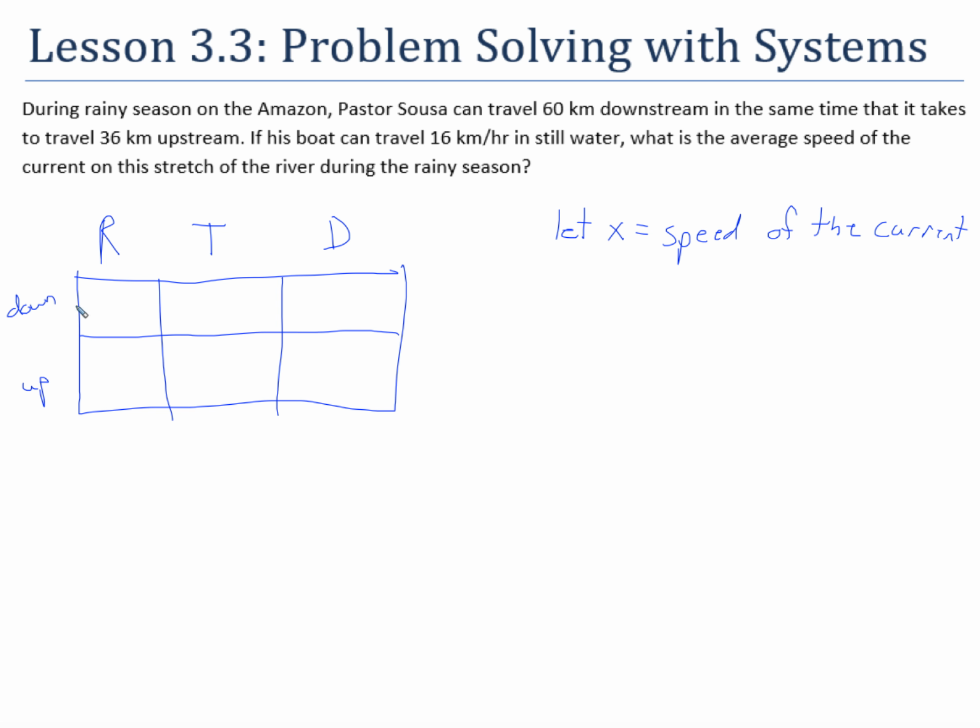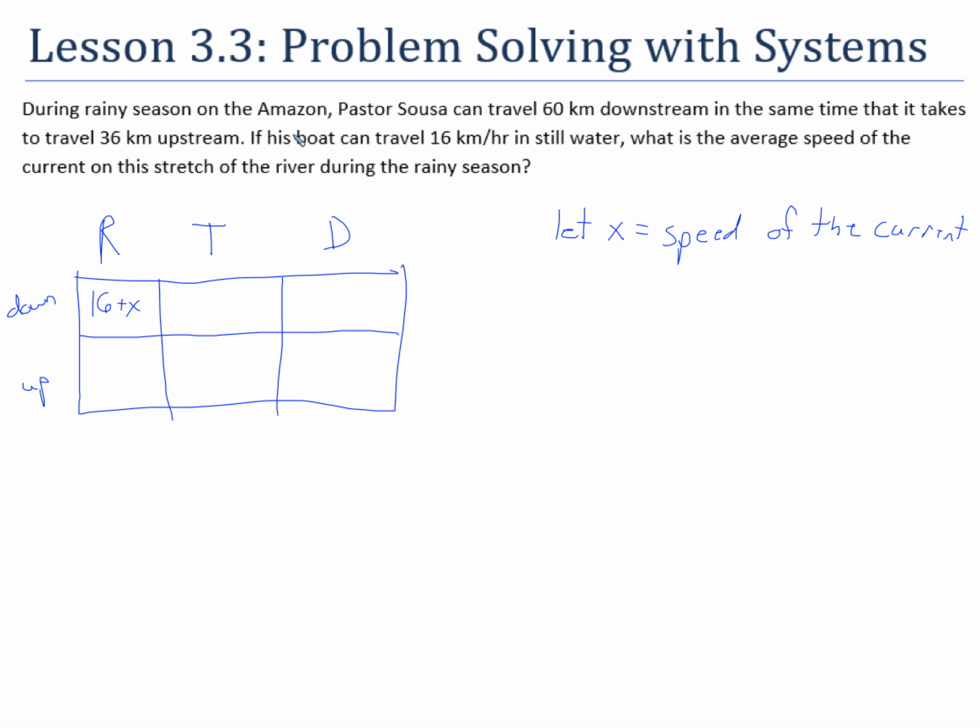Our rate for downstream, he's driving his boat at 16 kilometers per hour, plus the current is helping him. So this is the new big idea here. For the rate downstream, you take the rate of the boat plus the rate of the current. Other times we won't know the rate of the boat or the rate of the current, and we'll have to add two variables together. But here we know the rate of the boat, we don't know the rate of the current.